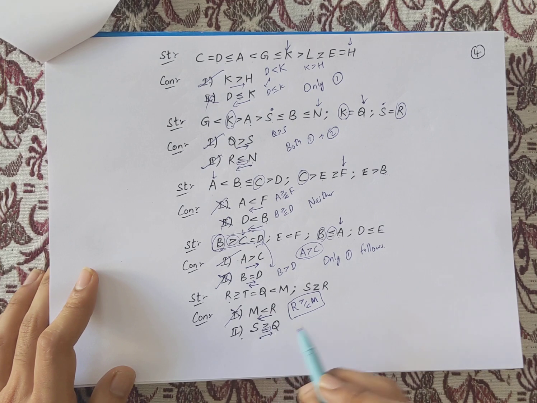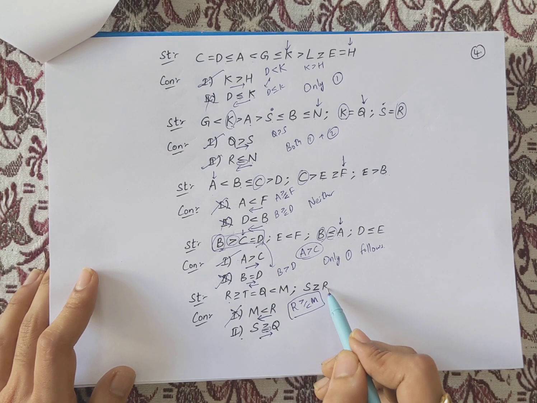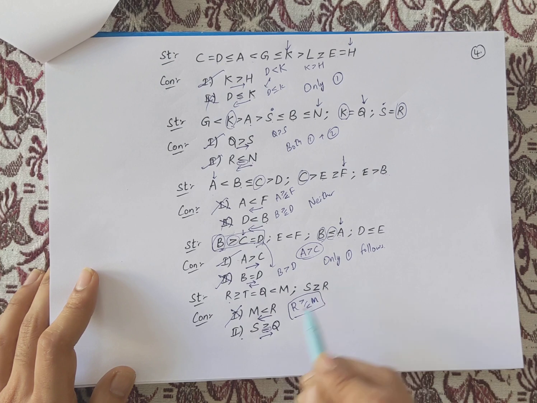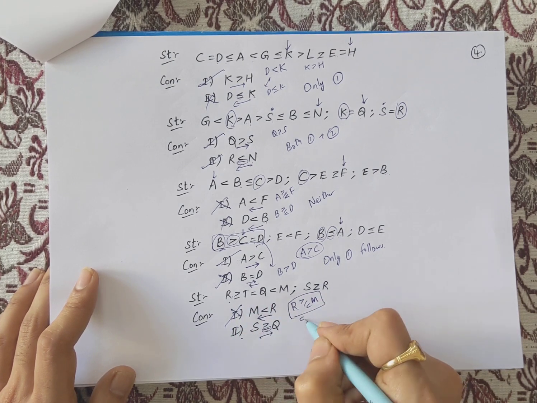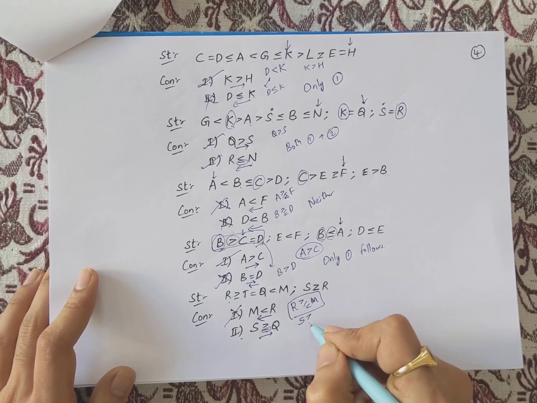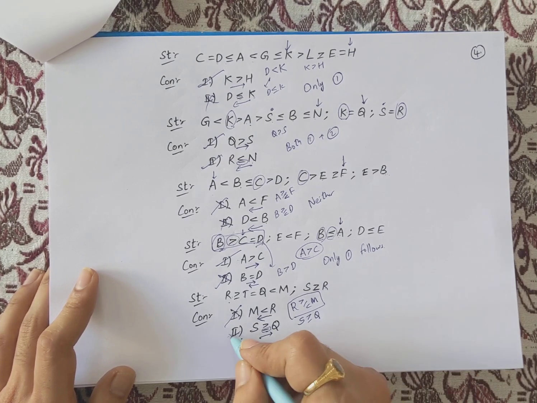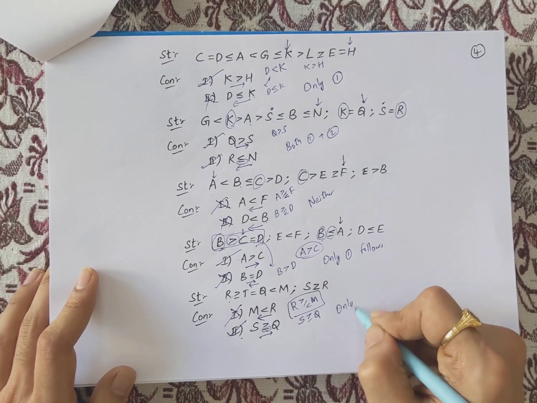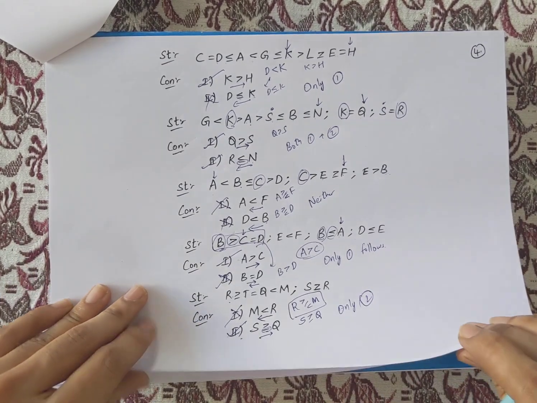From S we need to move to Q. So S is here, R is here. S to R we can move, greater than or equals to. R to T we can move, T to Q we can move, and the entire path has is equals to. So the relation between S and Q is S is greater than or equals to Q. So the second one is true. The answer is only 2 follows.